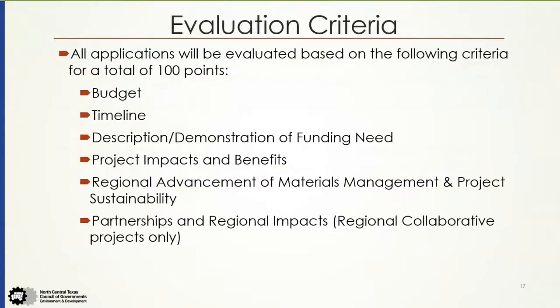Evaluation criteria. All applicants will be evaluated based on the following criteria for a total of 100 points. Now, this is another area where I highly recommend that you reference the grant application guidelines, because the point distributions are different depending on the type of project you apply for. If you're doing a local government project, it will look a little bit different than if you're doing a regional collaborative project. But the items that are going to be evaluated are budget, timeline, description and demonstration of funding need, project impacts and benefits, regional advancement of materials management and project sustainability, and partnerships and regional impacts. This is regional collaborative projects only.